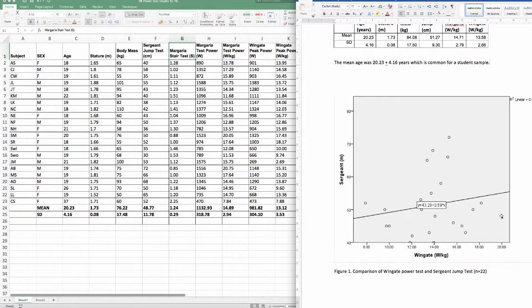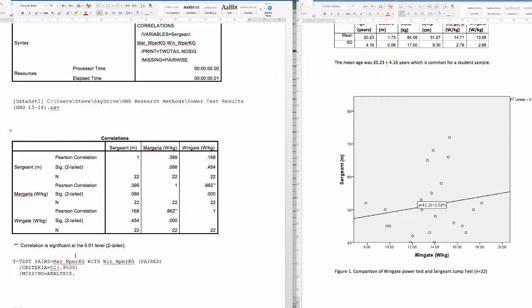And the whole idea is if it's a strong correlation, it should all line up together. And as you can see, it doesn't really, so there's not a strong correlation. And if we have a look on page 33 of the SPSS outputs, here we've done some statistical correlations, and for the Wingate and the Sargent jump, it's got a Pearson correlation, or R value, of 0.168.